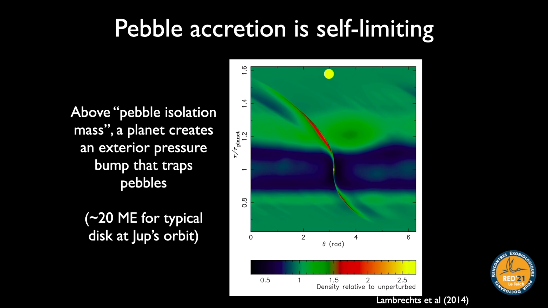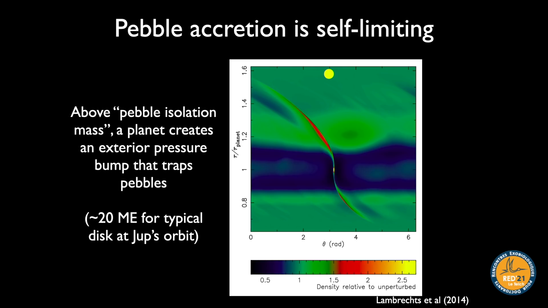Another aspect of this that's interesting, and I'm not going to talk about it much, is that pebble accretion is actually self-limiting. So one big planetesimal can't just gobble up all the pebbles. The reason is that once it gets big enough, a large growing core actually creates a density wave outside its orbit.